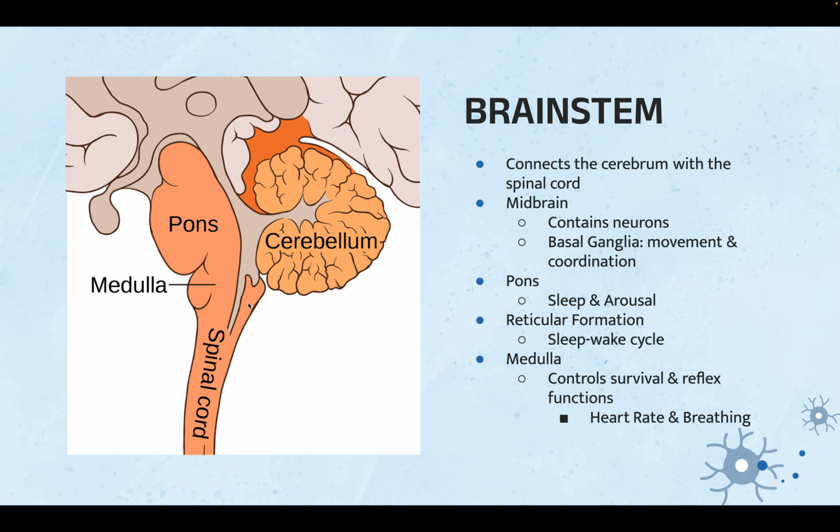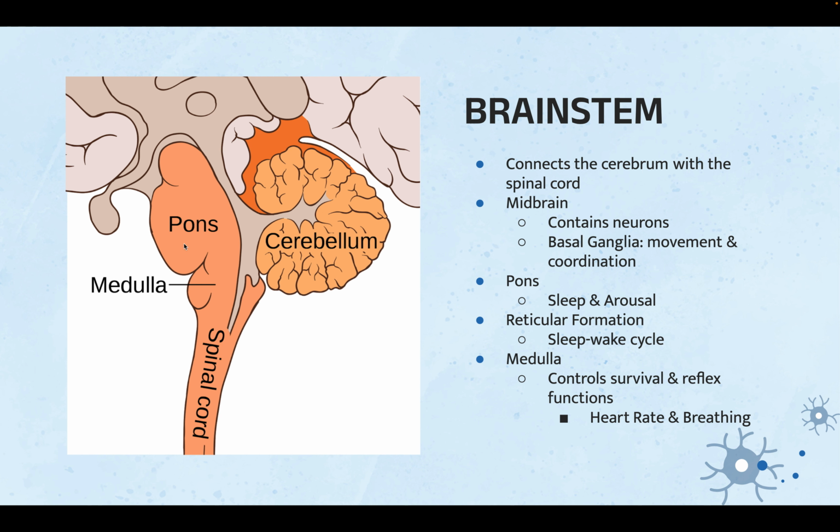The brainstem. We skipped this over before because it has a lot of parts. It basically connects what here is the cerebrum to the spinal cord or the rest of the body. It contains the midbrain, which is not pictured here, pons, the reticular formation, and the medulla. The midbrain contains neurons and is part of the basal ganglia, which is focused on movement and coordination.